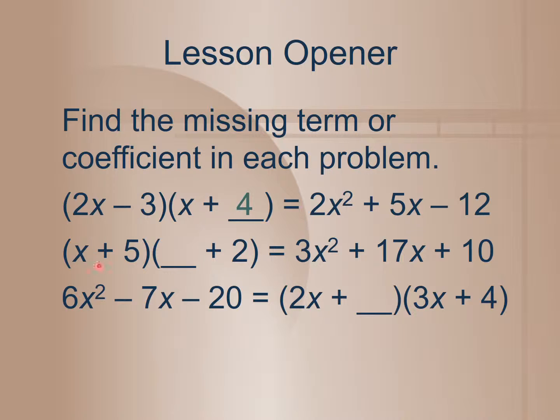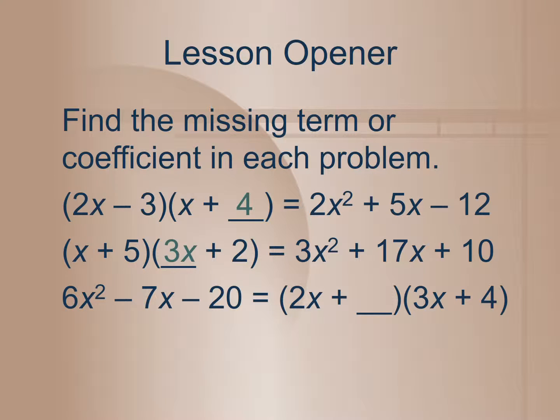In our next line, we have x plus 5 times blank plus 2. And that's supposed to equal 3x squared plus 17x plus 10. So we know that our first terms multiply to get 3x squared. So x times this blank is supposed to give us 3x squared. Well, x times 3x is 3x squared. So that's how we know what goes into this blank.